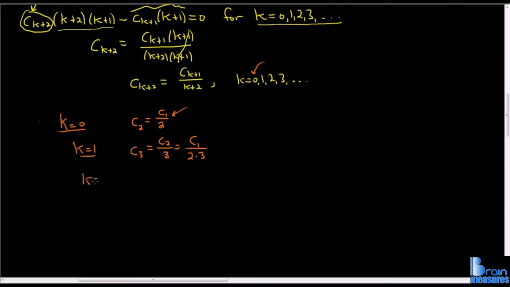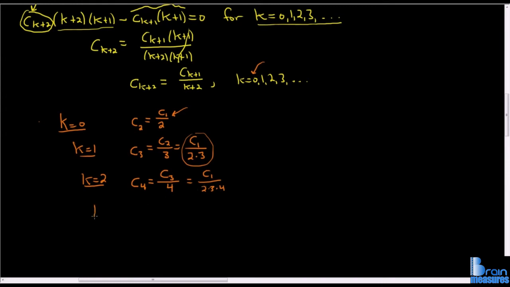It looks like we might have some kind of factorial. Let's keep going. So when k is 2, we get c sub 4. And then here we have c sub 2 plus 1, so c sub 3 over 4. And c sub 3 is this. So this will be c sub 1 over 2 times 3 times 4. Yeah, that's 4 factorial. So we do have a pattern.